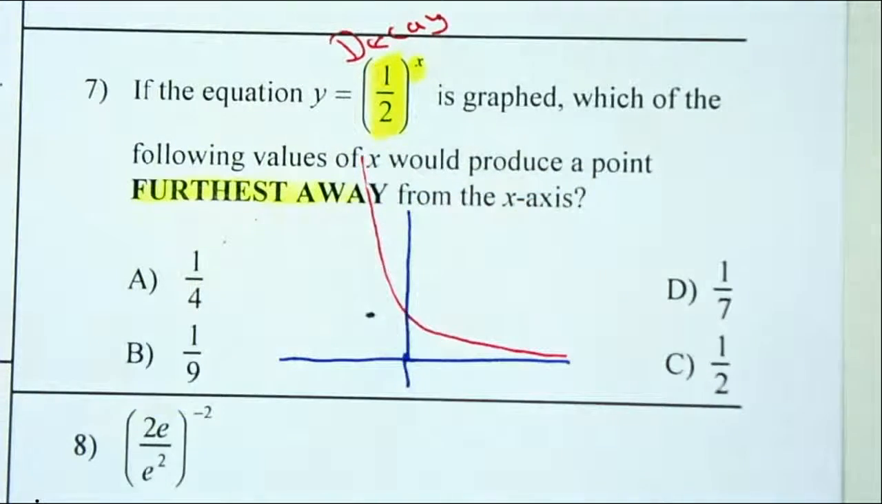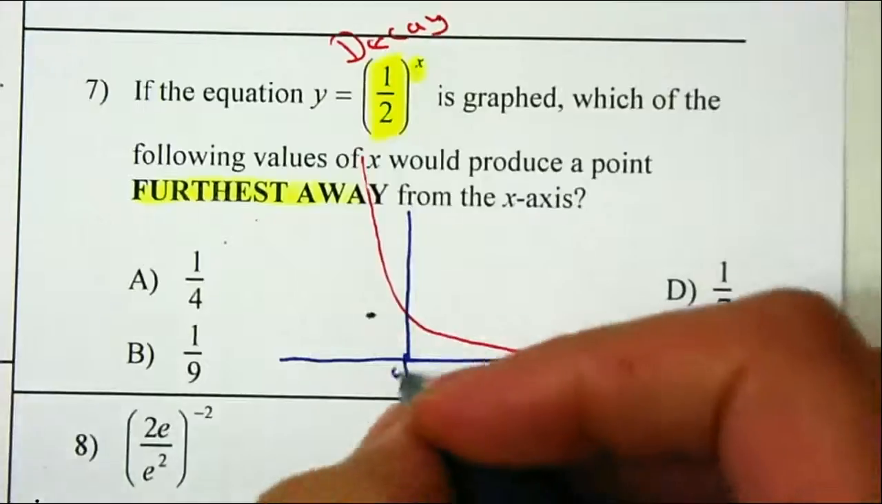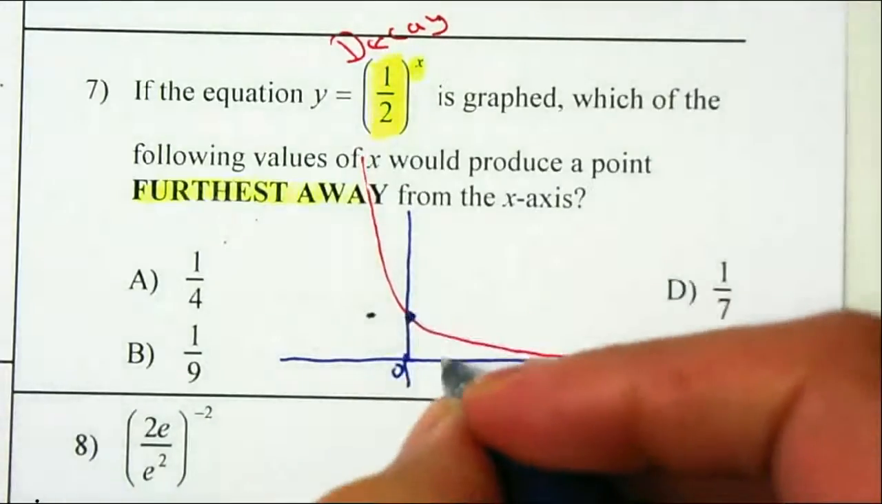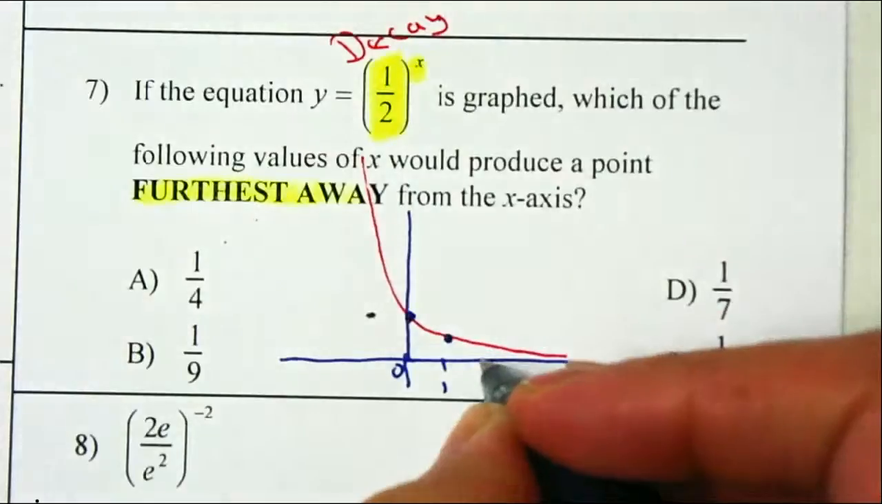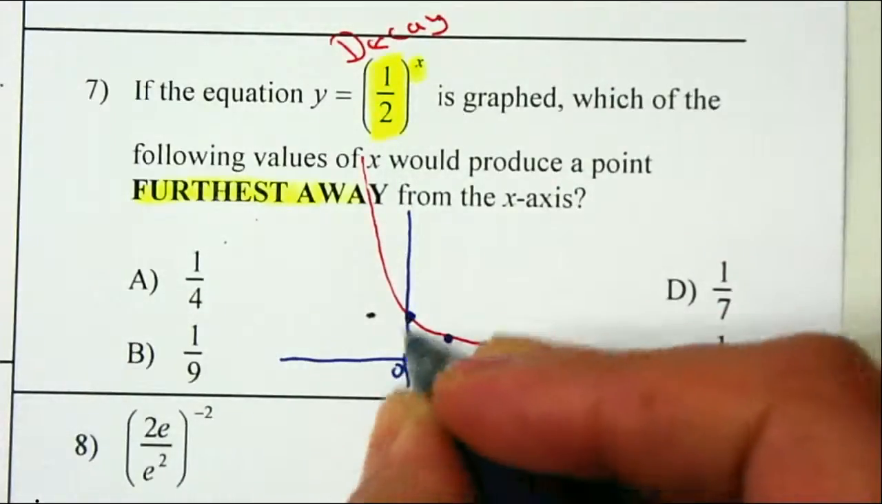Let's say, if you plug in a 0, it'll give you this point right here. If you plug in a 1, it should give you this point here. If you plug in a 2, it should give you 1/4. So if you plug in a 0, it should give you 1.